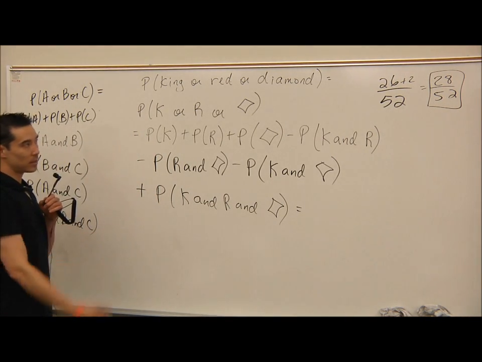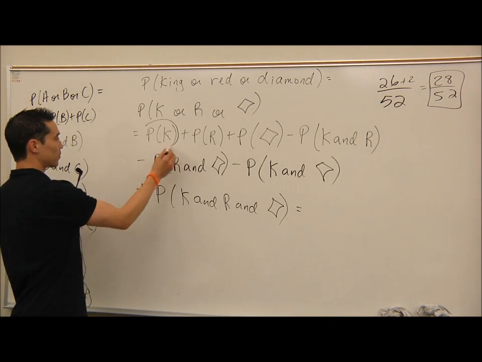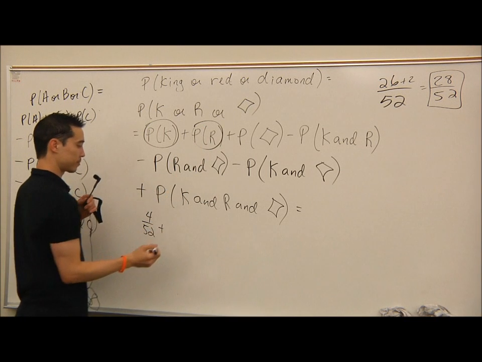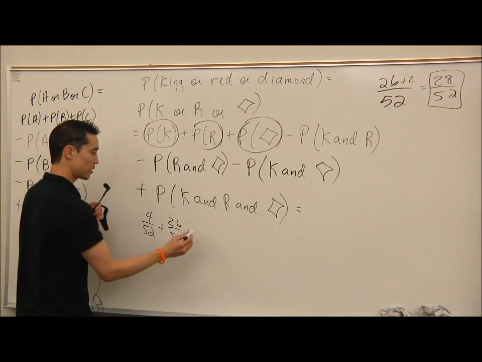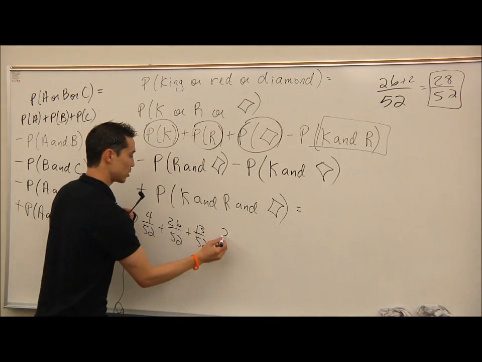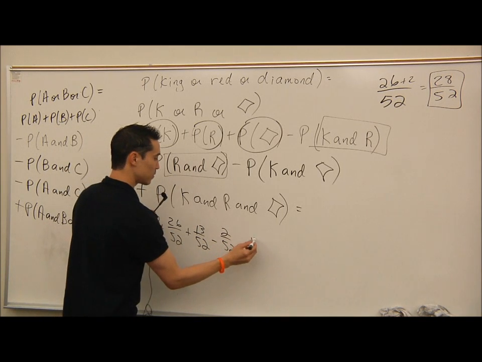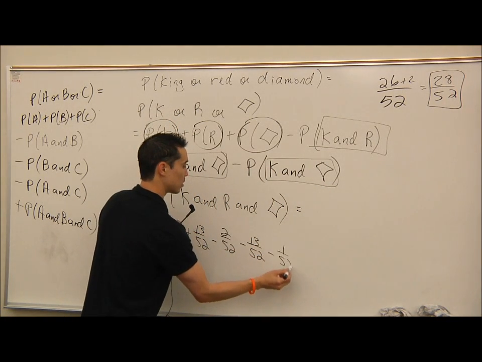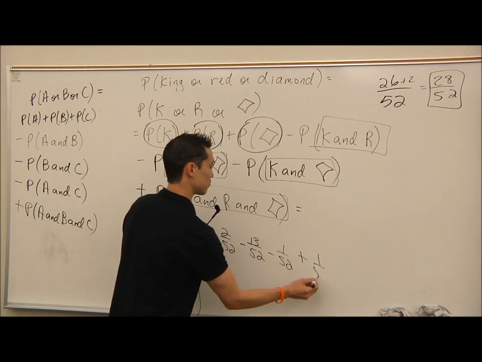Okay? Let's see if we can get 28 out of 52 doing it the long method, using this formula we just came up with. All right? So here we go. How many kings are there? 4 out of 52. How many red cards are there? 26 out of 52. How many diamonds are there? 13 out of 52. Subtract. How many red kings are there? 2 out of 52. Subtract. How many red diamonds are there? 13 out of 52. Subtract. How many king diamonds are there? 1. How many red king diamonds are there? 1. Okay, did everybody see that?